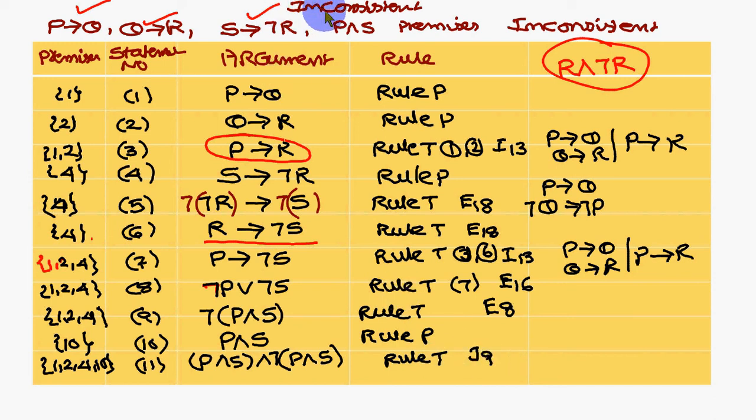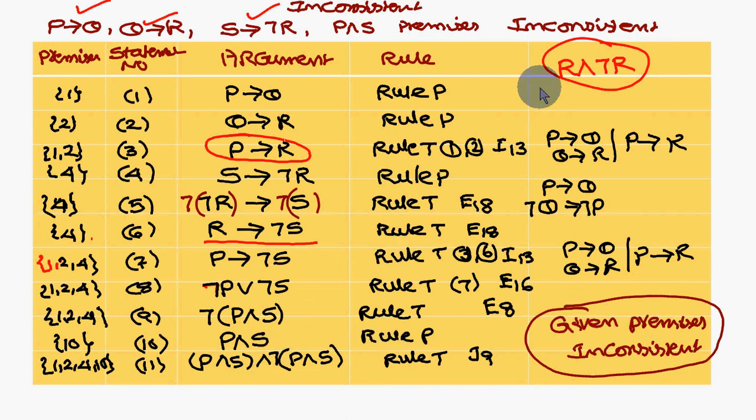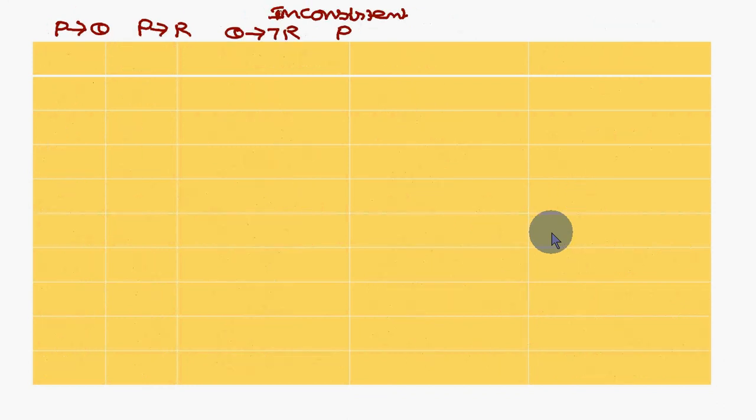In the inconsistency problem, finally what we have to prove is a contradiction. That means R and not R, Q and not Q, P and not P, like that you have to get it. If you get it like this, then you can say that the given premises are inconsistent. Okay. Next, one more problem where we will go through that one.